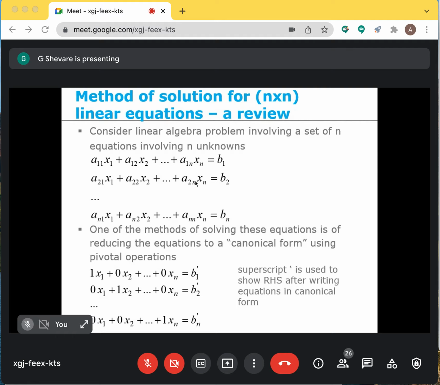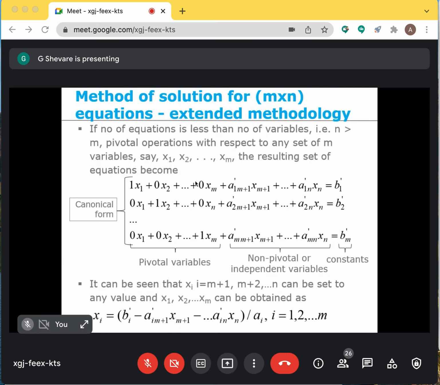and off-diagonal entries become 0. Such a thing is called a pivotal operation. So equations are converted in such a fashion that only diagonal entries are non-zero and 1, and all other off-diagonal entries are 0. Okay?